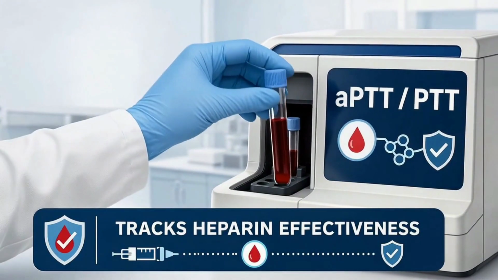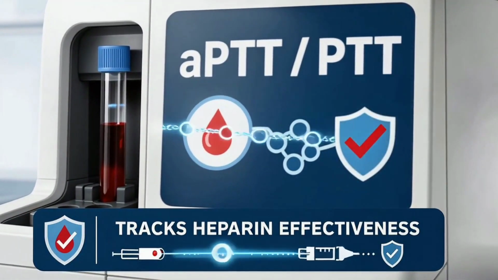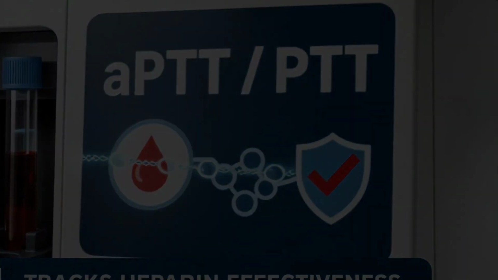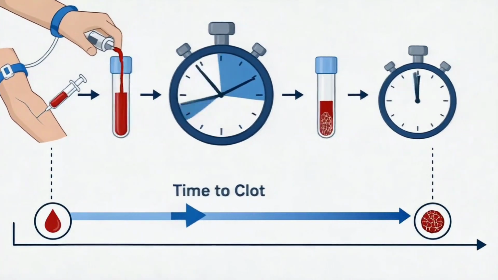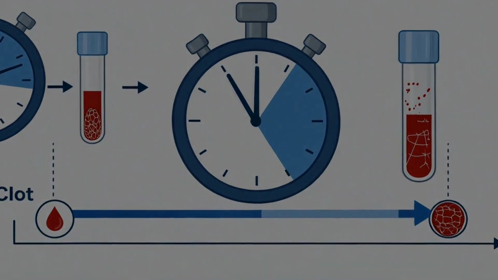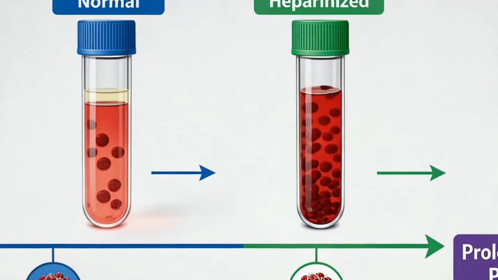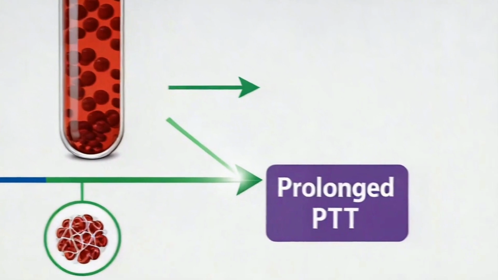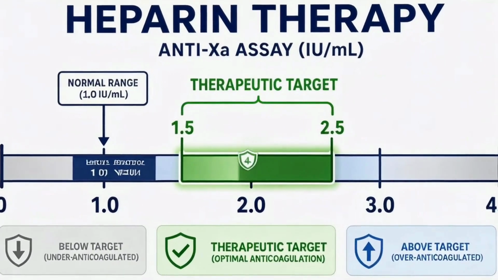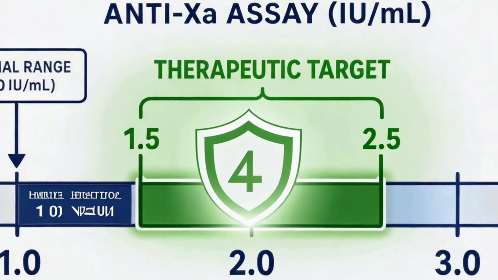To track the effectiveness of IV heparin, clinicians rely on the activated partial thromboplastin time, commonly known as APTT or PTT. The PTT test measures the duration it takes for a blood sample to clot under controlled conditions. When a patient receives heparin, the goal is to see a prolonged PTT, indicating the blood is clotting at a slower rate. The therapeutic target for most patients is a PTT value that is roughly 1.5 to 2.5 times the normal range.